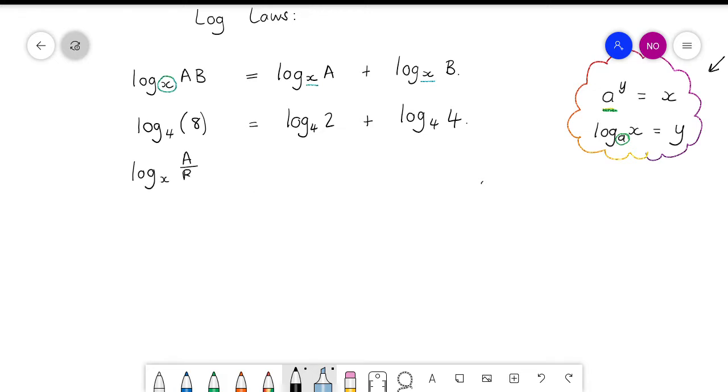What did we do with our exponential laws when we divided? What did you do to the exponents? Jy het hulle afgetrek by mekaar. So just apply that here. It's log xa minus log xb. Because we are busy with exponents the whole time. En onthou daar's ander reëls wat werk vir eksponente as wat werk vir gewone getalle.